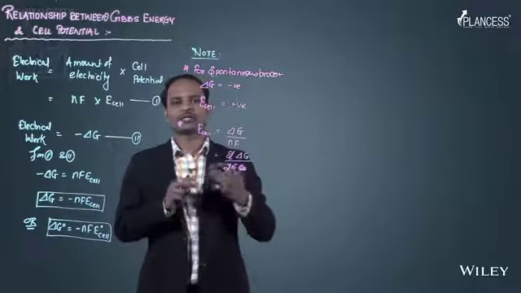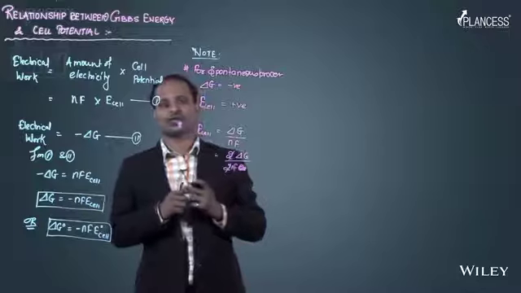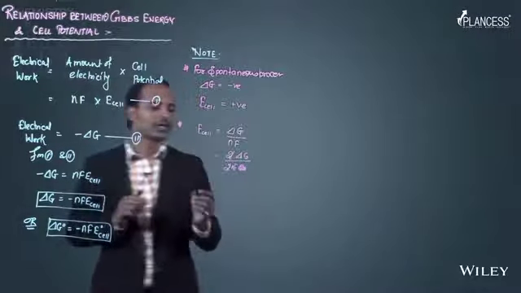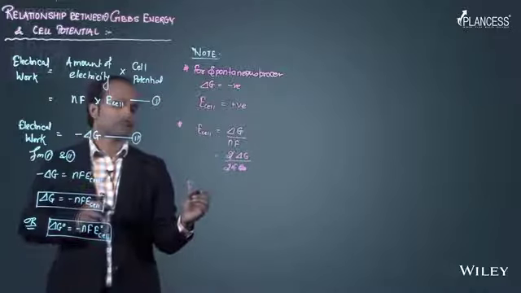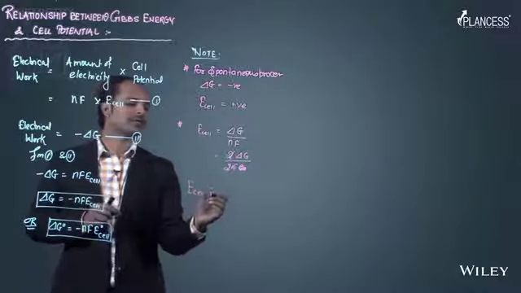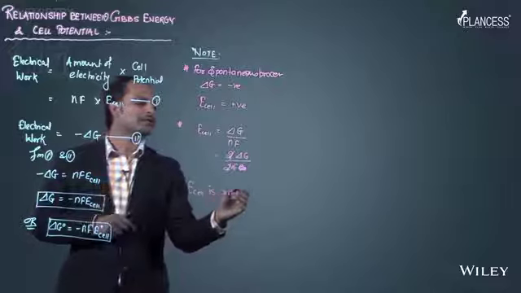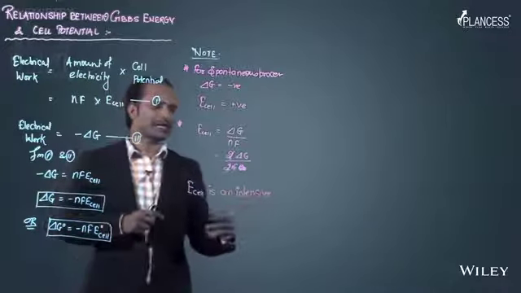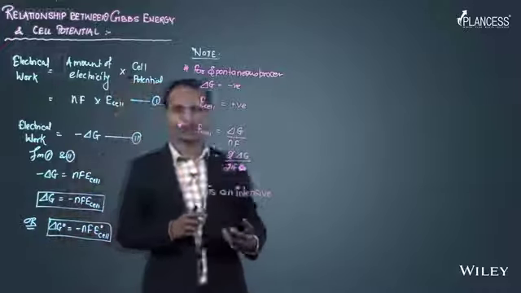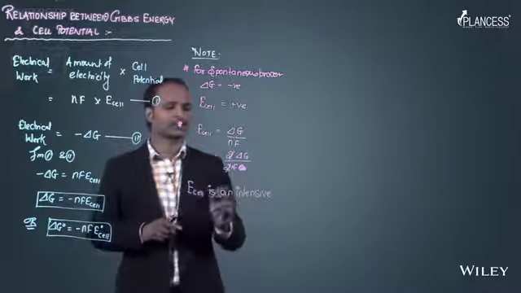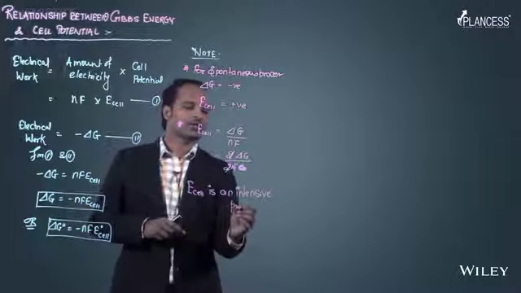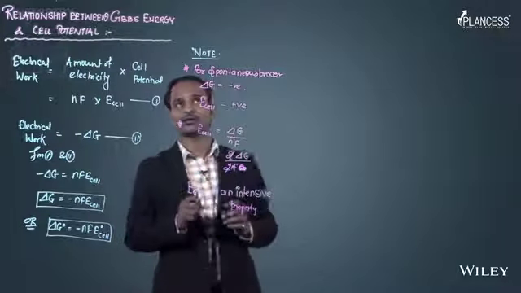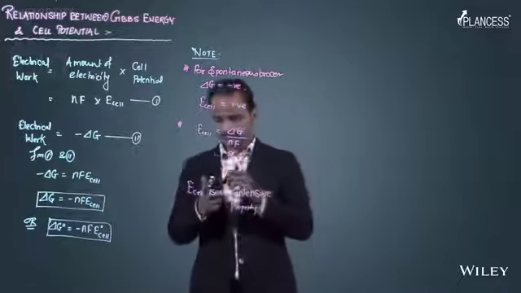That means if you are doubling the reaction, the delta G changes, the number of electrons also changes. But since both change, the E cell value does not change. And since the E cell value does not change, I can say that E cell is an intensive property. Because if I am doubling the reaction, that means I am changing the amount of matter, and on changing the amount of matter, the E cell value does not change. Therefore, a very important point: E cell or E naught cell is an intensive property.